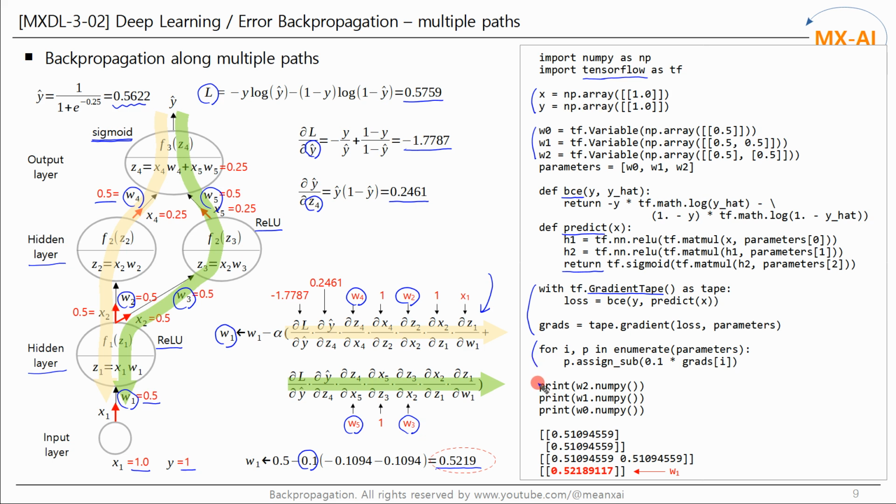Let's check the update results. These are the parameters W4 and W5. And these are the parameters W2 and W3. And this is W1. You can see that the updated W1 matches well with the result on the left.